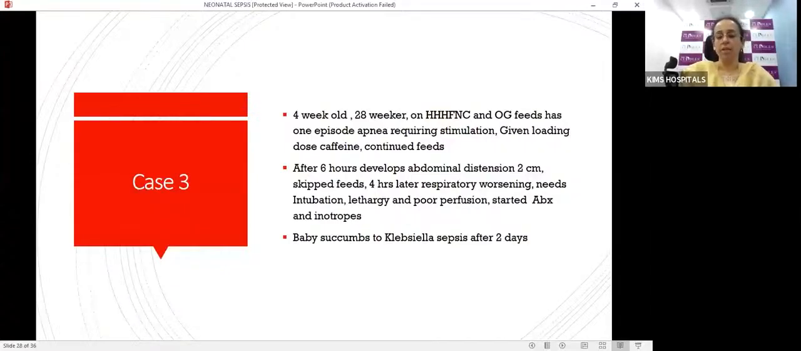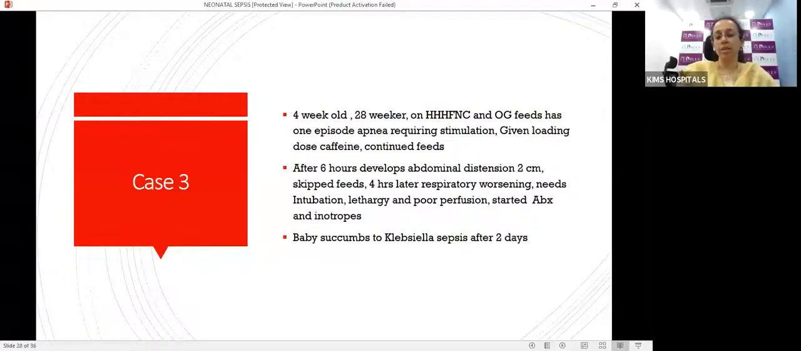After 6 hours, the baby develops significant abdominal distension, around 2 centimeters, and 2 feeds were skipped for the baby. Subsequently, 4 hours later, the baby develops respiratory worsening and goes into repeated apneas. The baby gets intubated by the time it was morning, and subsequently develops lethargy and poor perfusion. At that point, antibiotics were started, and also inotropes were started.